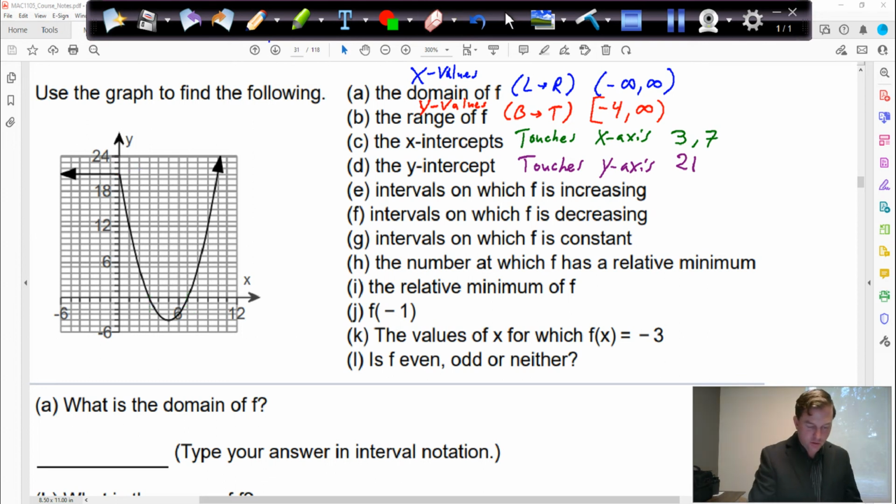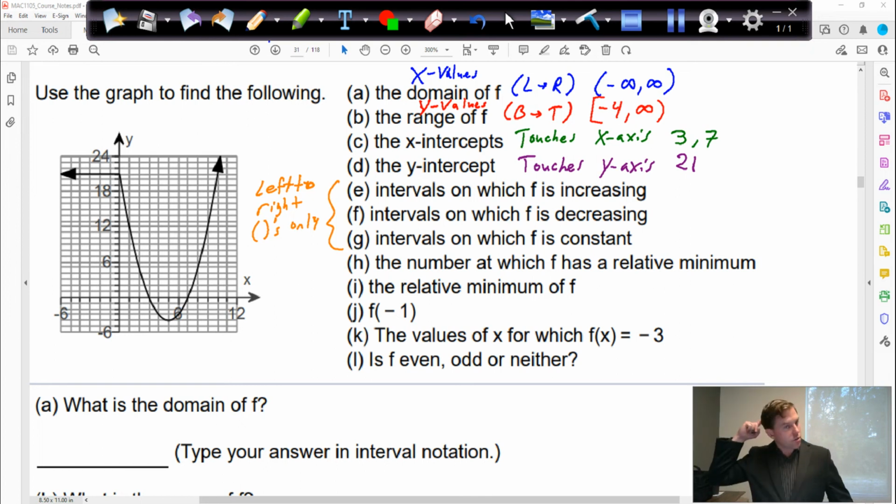Okay, for the next part, this is new. So all this we've seen before until this point. So we're looking at intervals for increasing and decreasing, or constant. So to do these, I always go left to right, and I'm only going to use parentheses. So unlike domain and range where I have to consider brackets and things like that, these intervals will only use parentheses because you're going to see that some of the numbers are shared. So some of these numbers, things change from increasing and decreasing, and they're going to show up in both intervals.